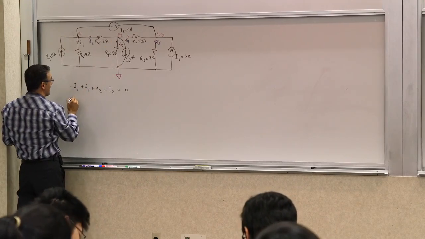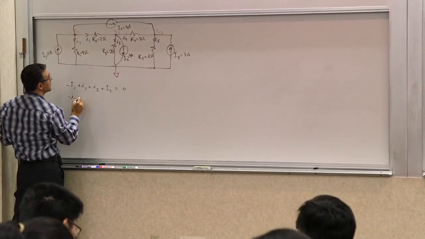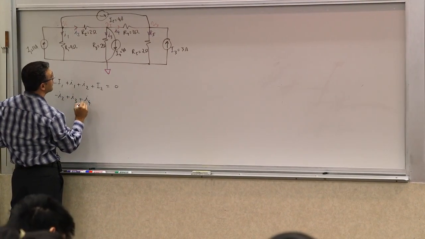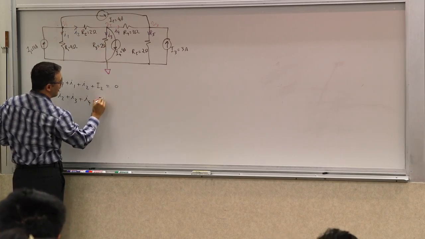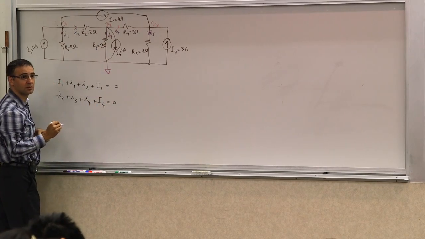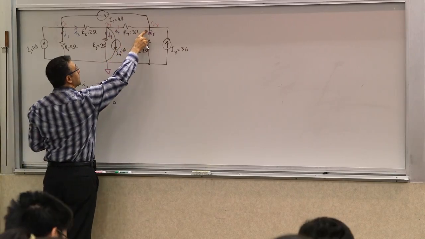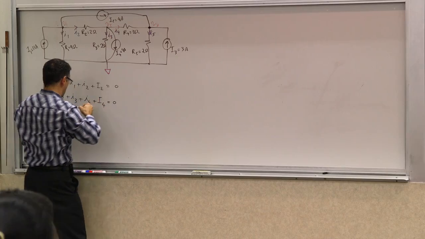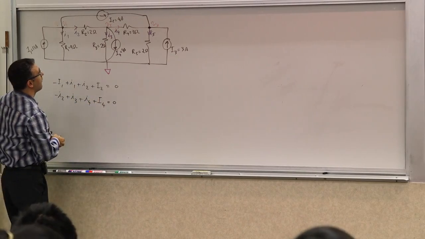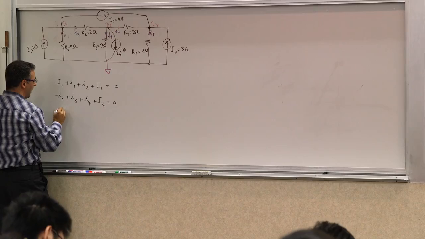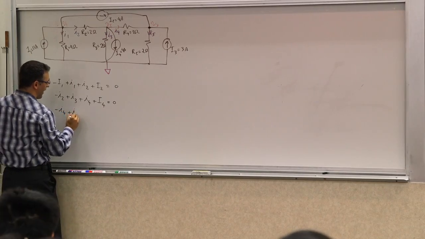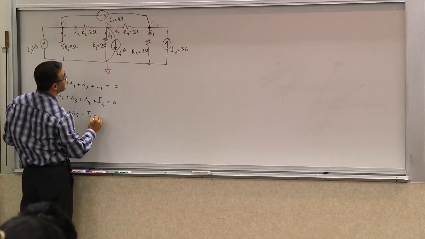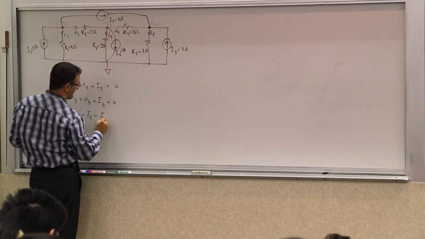Here, what about this node? It's negative I2 because that's entering the node, plus I3, leaving the node, plus I4, plus capital I4, because that's also leaving the node. How about this node? What are the currents leaving the node? It's negative I4 plus I5, negative I2, negative I3 equals 0.